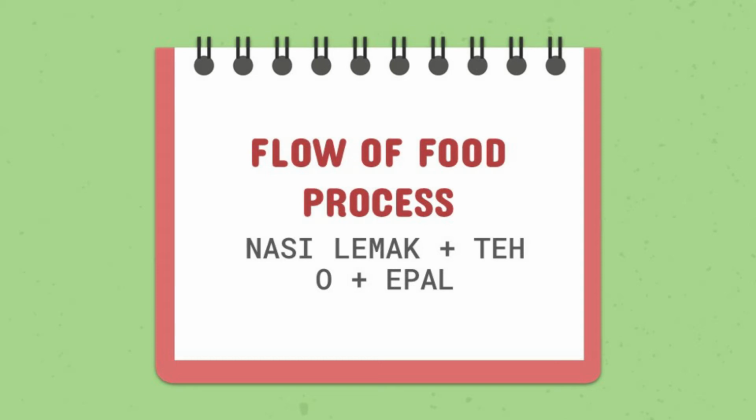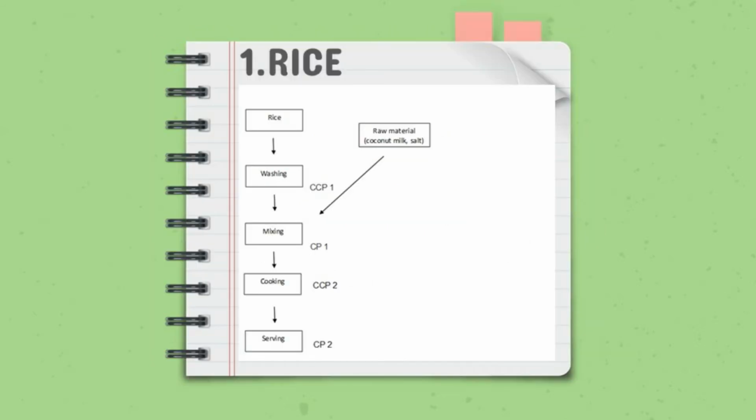Today I'm going to present about the flow of the food process for the breakfast of nasi lemak, teh and apple. First is rice. The rice will be washed. The washing would be the CCP1. It's going to be mixed with the raw materials, which are coconut milk and salt. The mixing should be the CP1.